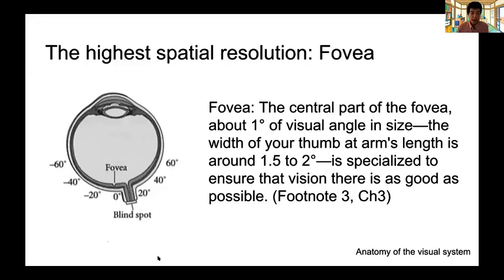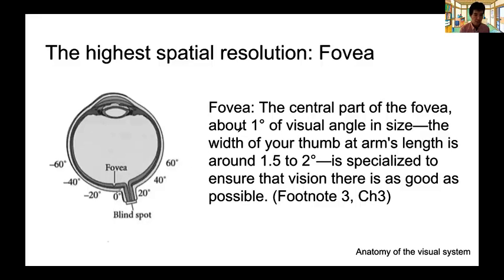All right, and as a result of this architecture, the vertebrate species all have this fovea structure at the center of the vision usually. In the case of birds, they have different locations, but we'll not talk about it. The highest spatial resolution of the vision is attained in this fovea region.